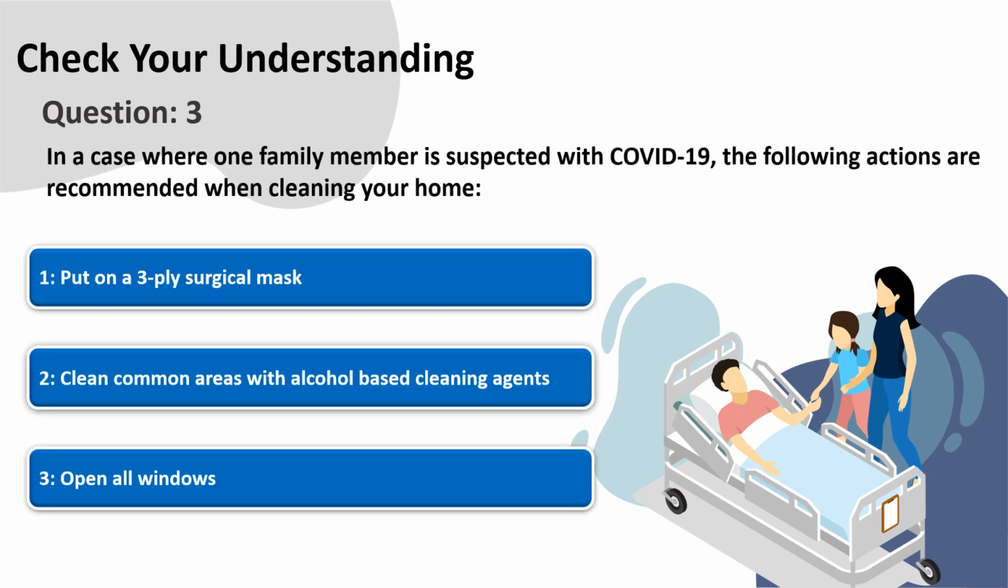Check your understanding. Question 3. In a case where one family member is suspected with COVID-19, the following actions are recommended when cleaning your home. 1. Put on a 3-ply surgical mask. 2. Clean common areas with alcohol-based cleaning agents. 3. Open all windows.